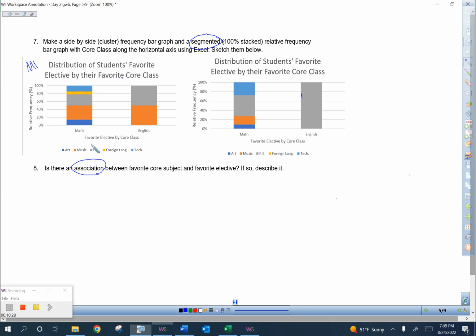Okay, so I'm going to go over to this English one over here because we can see it pretty obviously. On this one, choosing English as your favorite makes it 100% likely in this particular class that their favorite elective is PE. So there is an association with that. Okay, that's just one example. You can describe any trend that's happening that you see there.